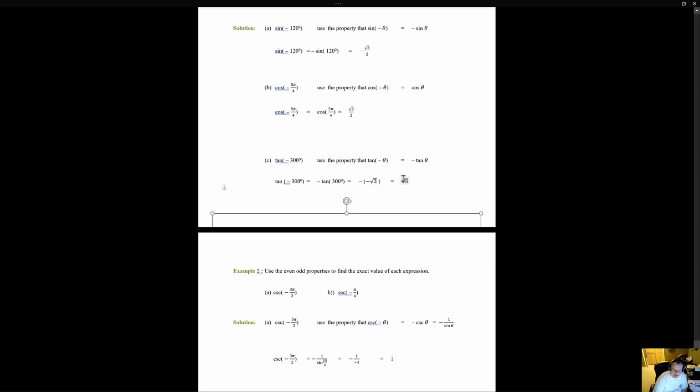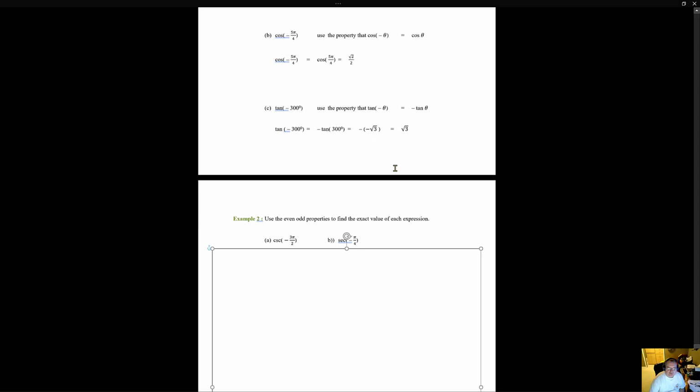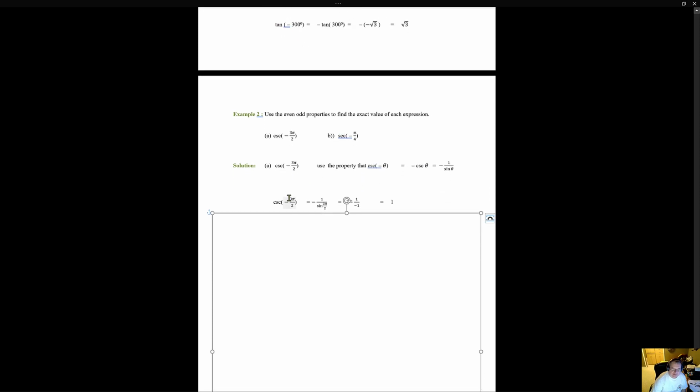Now for the last examples we're going to look at here, we're just going to do some of the slightly more awkward versions. Suppose you wanted to use the odd-even property to get the exact value of the cosecant of negative 3 upon 2 pi. Well, the cosecant of a negative angle is the negative of its cosecant. So the cosecant of this is negative 1 over the sine of this. Right? The sine of this is negative 1. Calculate that, and the two negatives cancel out, and you get 1.